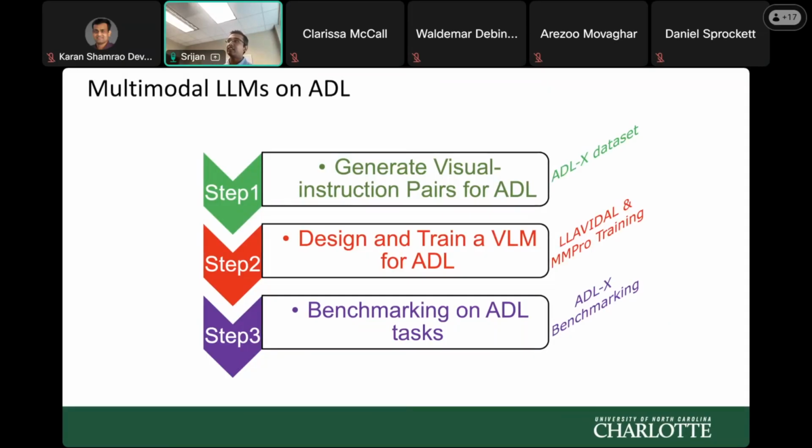That doesn't mean that the data set is created by annotating using human in the loop. We came up with some sort of semi-automated framework which can automatically generate visual instruction pairs to train these kind of multimodal LLMs. We also designed our model where we integrated different modalities into a common unified embedding space, and we also came up with many benchmarking tasks.